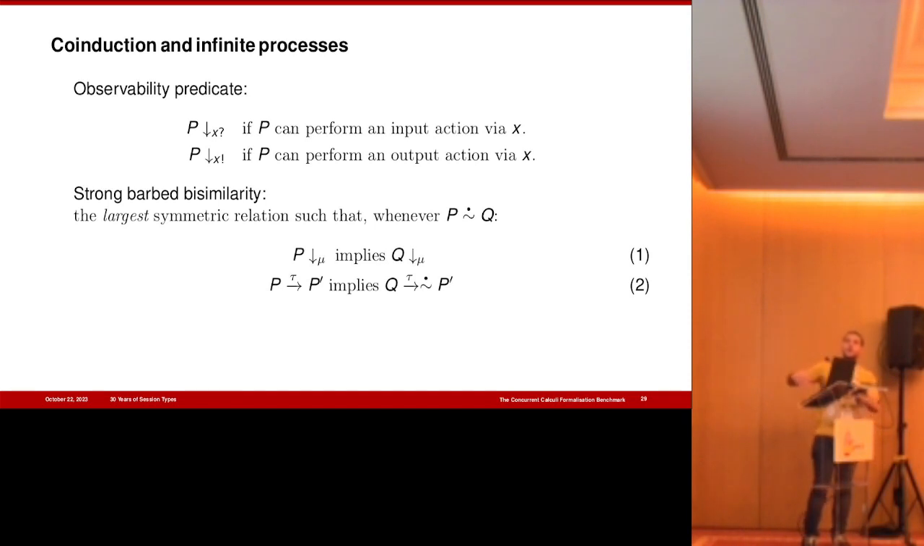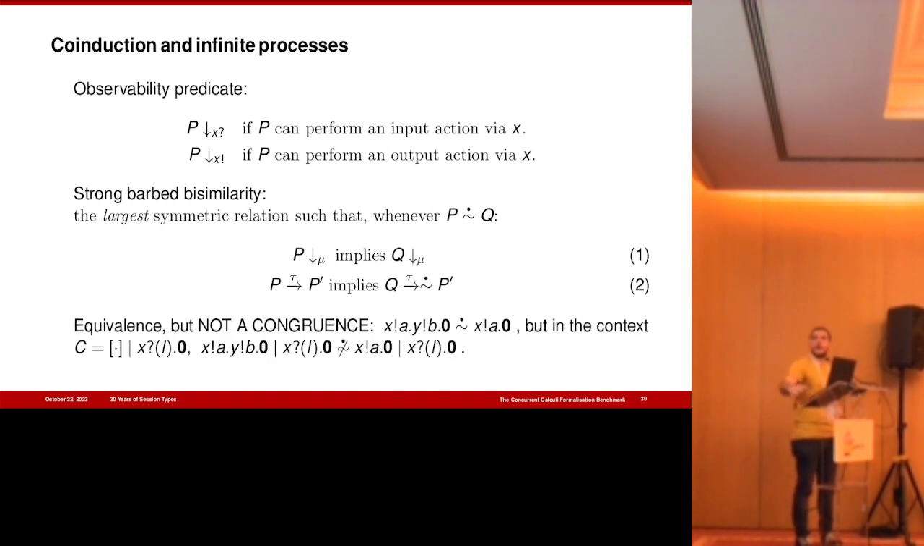Then we define a strong bar bisimilarity. And here is coinduction. You see the word largest: the largest symmetric relation such that we have two conditions. Whenever P is related to Q, what's observable for P is observable for Q. And then if one of the processes steps, then also the other steps to something equivalent. Okay, this is an equivalence, strong bar bisimilarity, but not a congruence with respect to context. Here you have a small example.